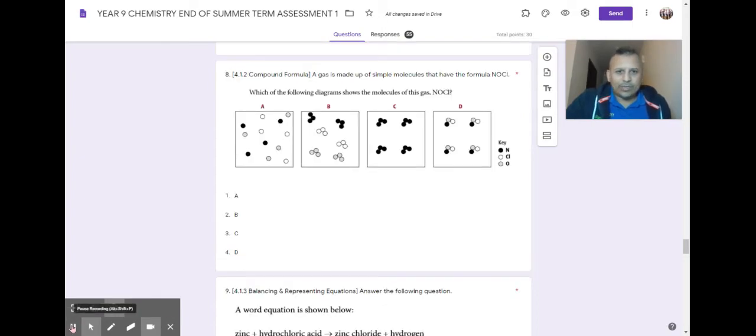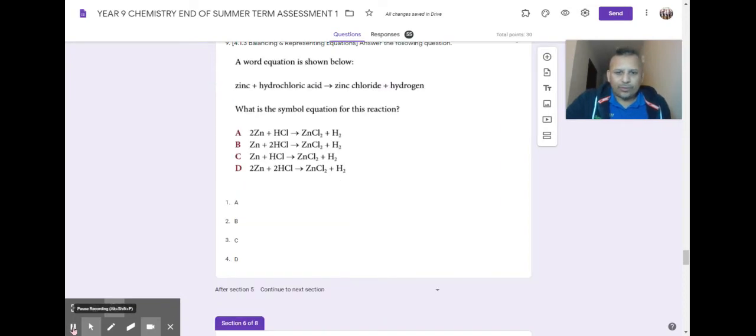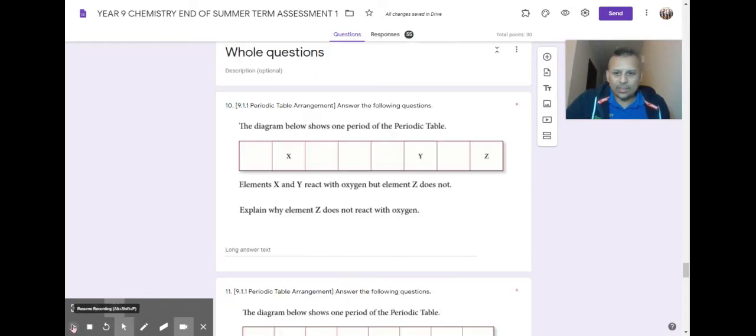Which of the following diagrams show the molecules of this gas NaCl? Pretty much everyone got choice D, which was the correct answer. Symbol equation that is correct for the reaction is B. Zn plus 2HCl reacts to form ZnCl2 plus H2. Those of you who learned your ions were able to do this with ease.